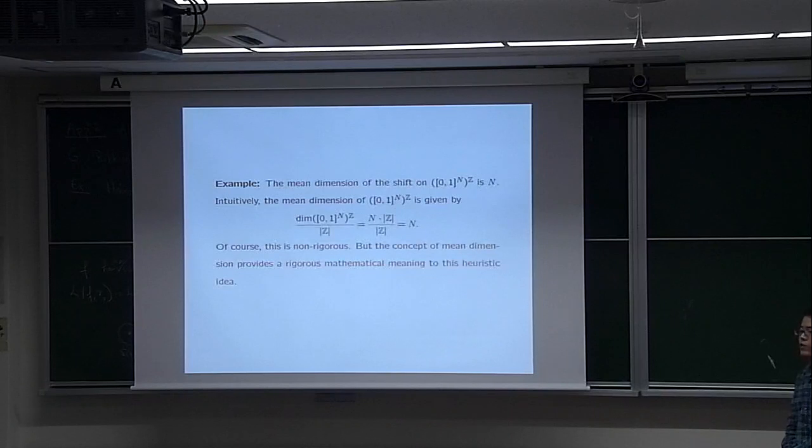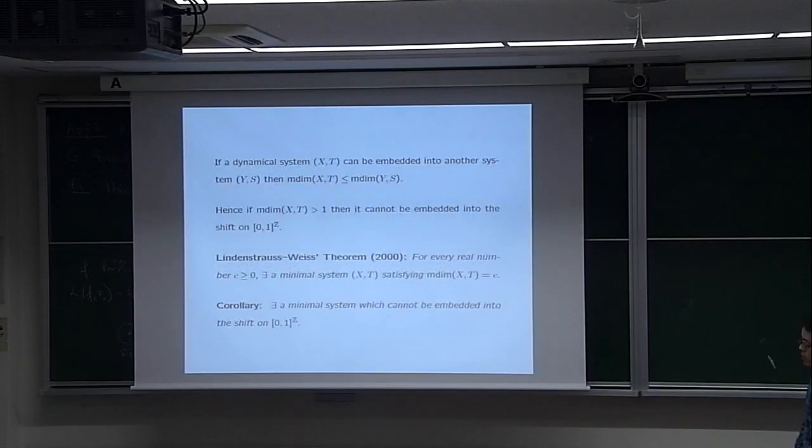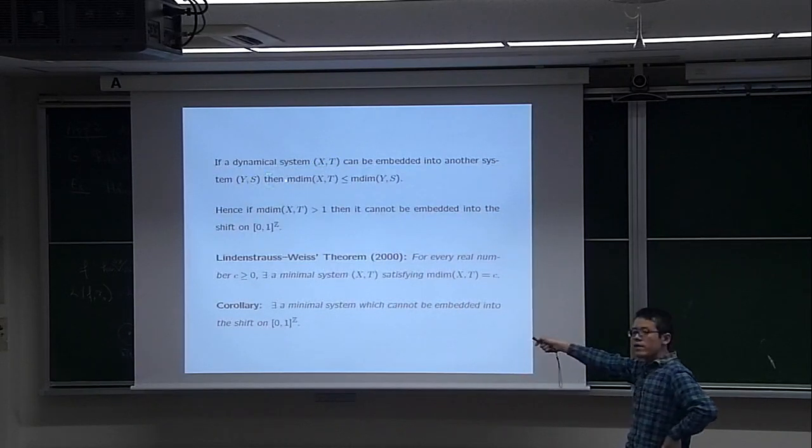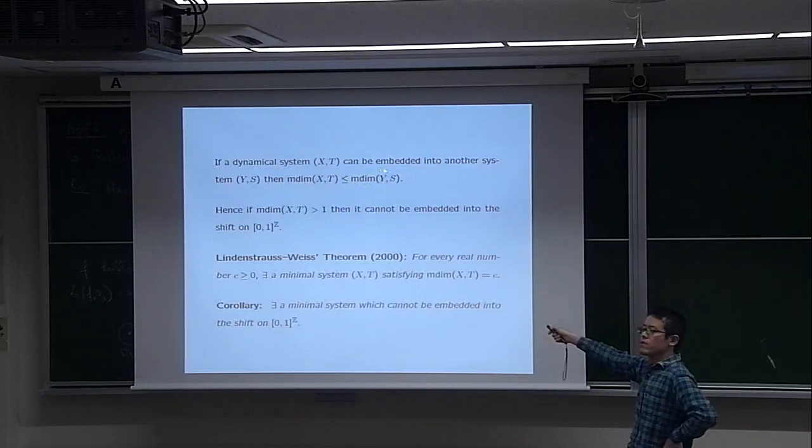Okay, so this is a definition of mean dimension. And why is this important in the embedding problem? In some sense, the reason is very simple. If a dynamical system X can be embedded into another system Y, then the mean dimension of X is bounded by the mean dimension of Y. This is a trivial consequence of the definition.